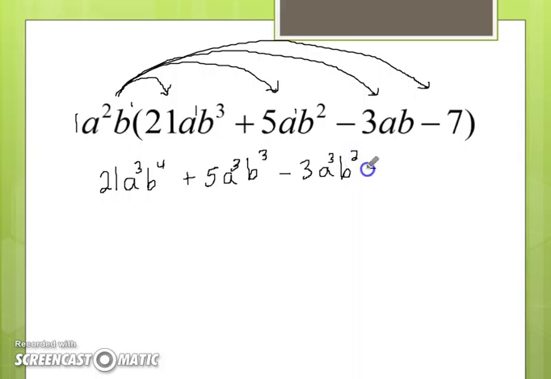And our last term, a minus 7. And since there's nothing you're multiplying these by, there's no variables over here, it would just be minus 7a squared b.